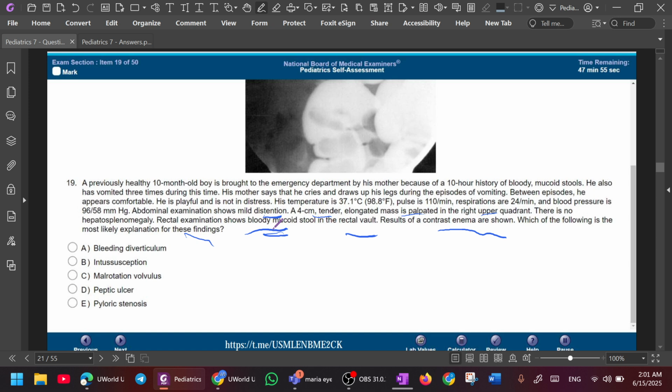He's vomiting and he has bloody stool. Hmm.